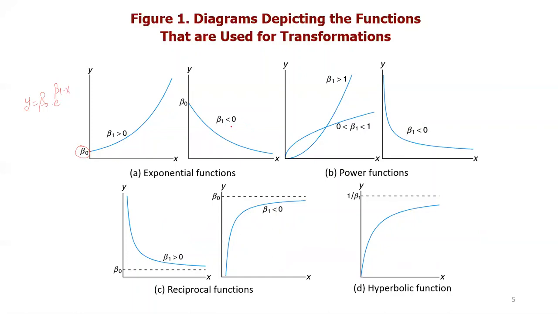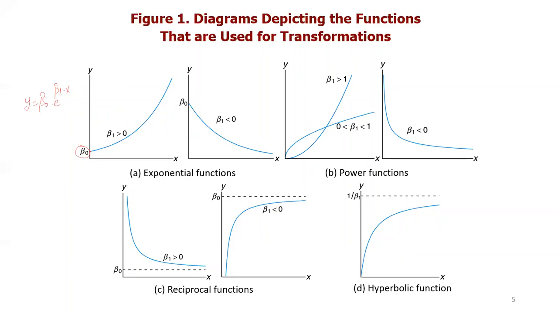If beta 1 is negative, then as x increases, y decreases with x, but this is, let's say, a convex decrease. If x goes to plus infinity, then y goes to 0, right?